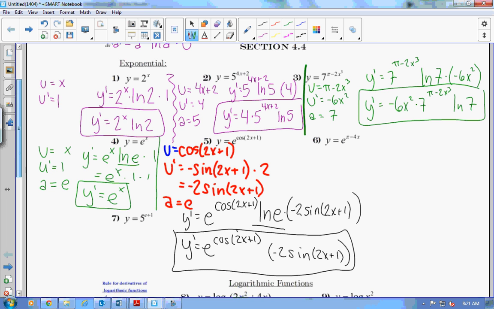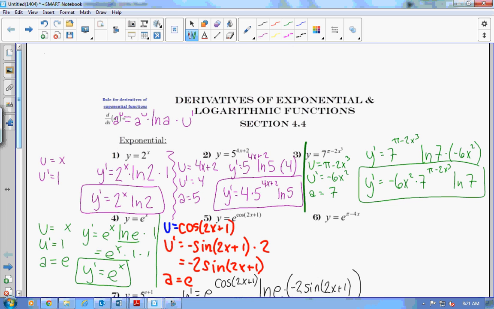So if you need to make a note for yourself, natural log of e always equals 1, if you didn't already know that. Okay, 6 and 7. I think you guys can do it. You guys are looking really good on these. Try 6 and 7. Then we'll move on to logarithmic functions with natural logs in the function we're going to take a derivative of.